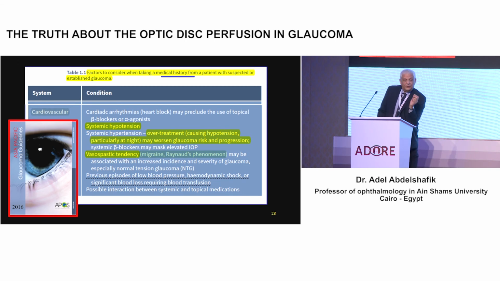So I'm going to finish with this recommendation of the Asia-Pacific guidelines. They say you need to consider these factors when you are taking the medical history for a glaucoma or suspected glaucoma person. For the cardiovascular system, you need to check and ask about systemic hypotension, systemic hypertension, and if systemic hypertension is overtreated, there will be hypotension, especially by night, which may worsen the glaucoma. And we need to check for vascular tendency problems like migraine or Raynaud phenomena.